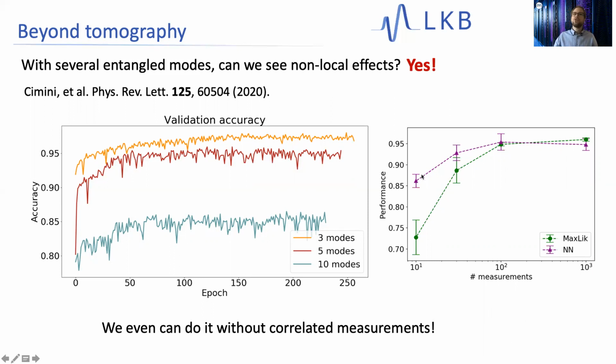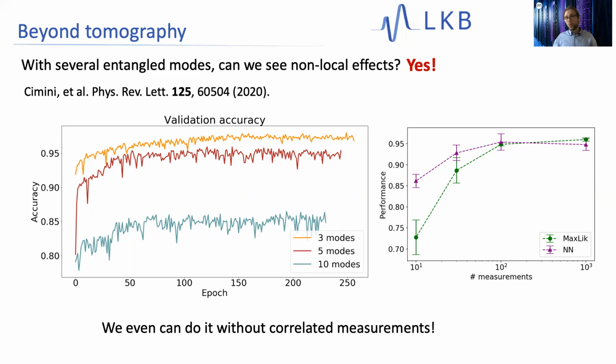This way of doing it is much more effective and much more efficient in the number of measurements than maximum likelihood. And what's really cool is it doesn't even use correlations between the different detectors. So you can just use one detector, measure one mode after the other, inject all these different measurements into this protocol, and it will tell you whether you globally had Wigner negativity or not.